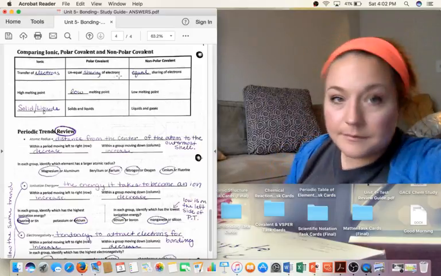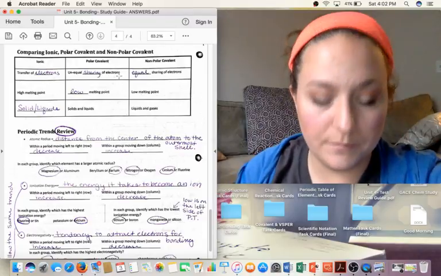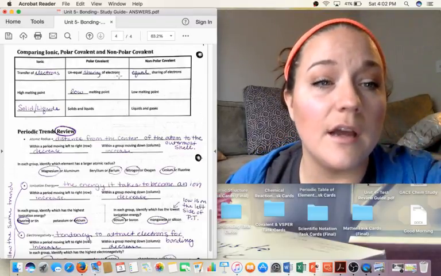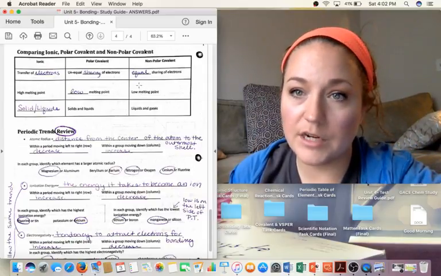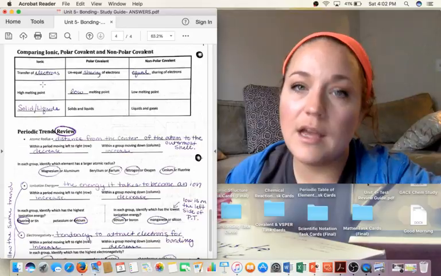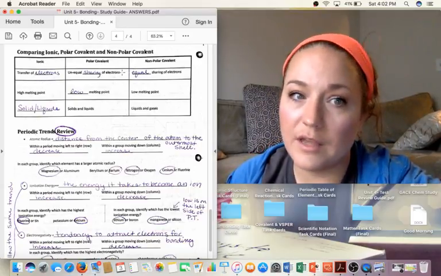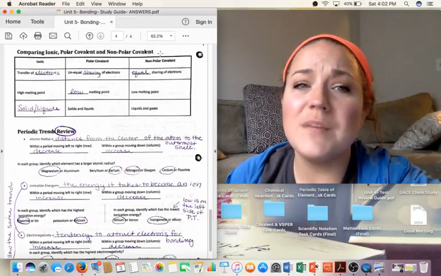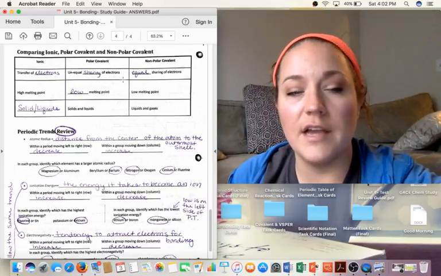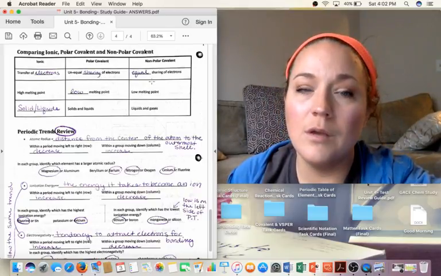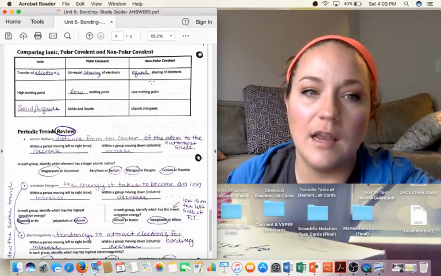Last but not least, here we go, last page. Comparing ionic, polar covalent, and non-polar covalent. I highly suggest reading over and trying to memorize these. So with ionic, it is the transfer of electrons. Both of my covalent, the polar and non-polar, are going to be sharing. Polar is going to be unequal sharing of electrons, and non-polar, which is like water, is going to be an equal sharing of electrons.